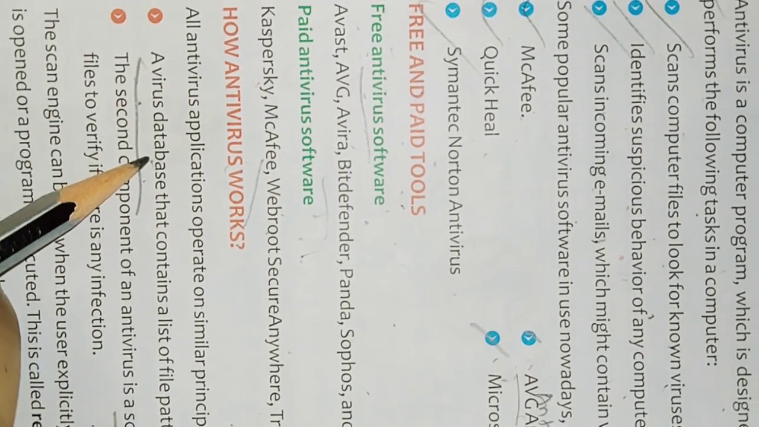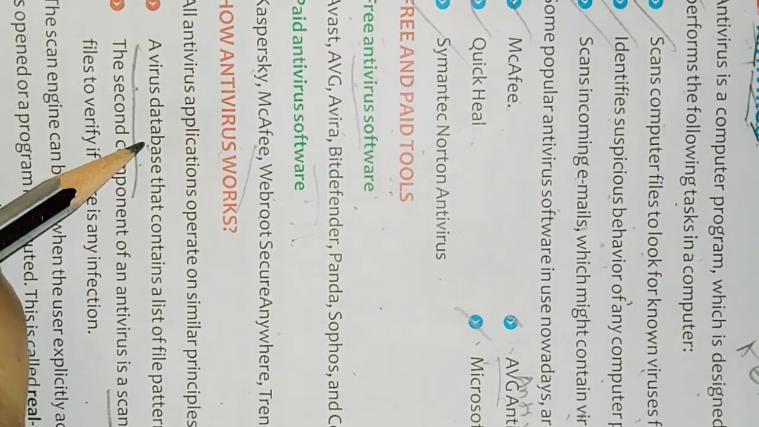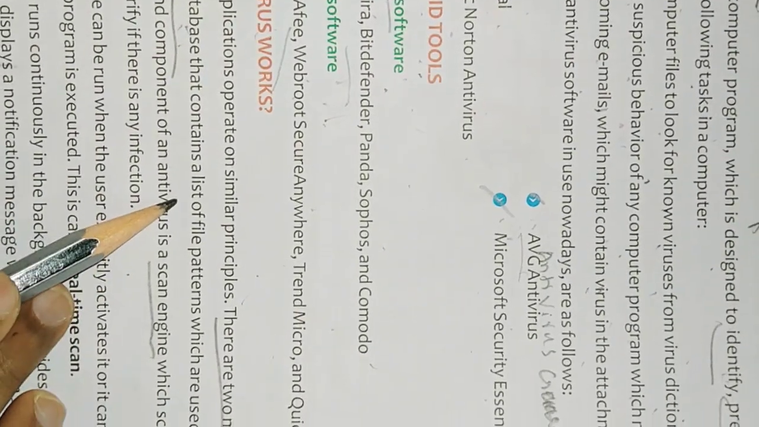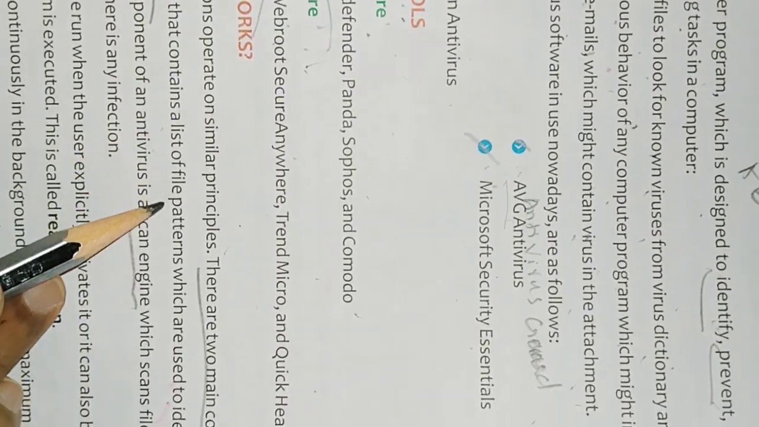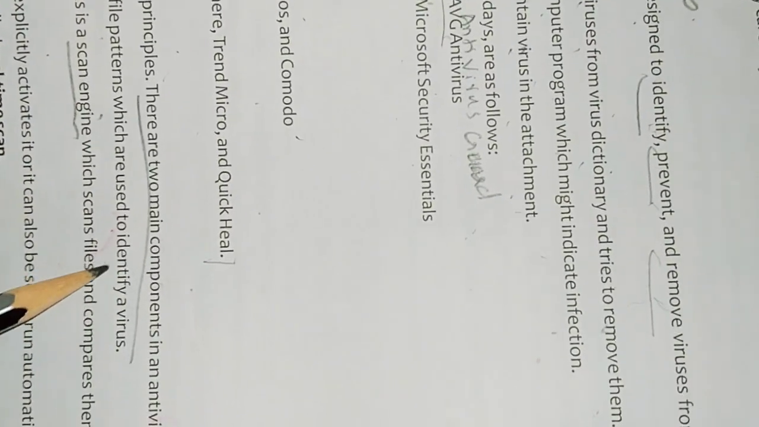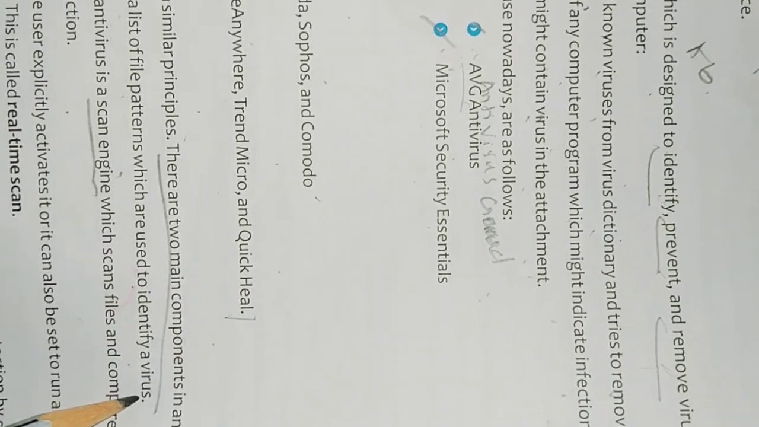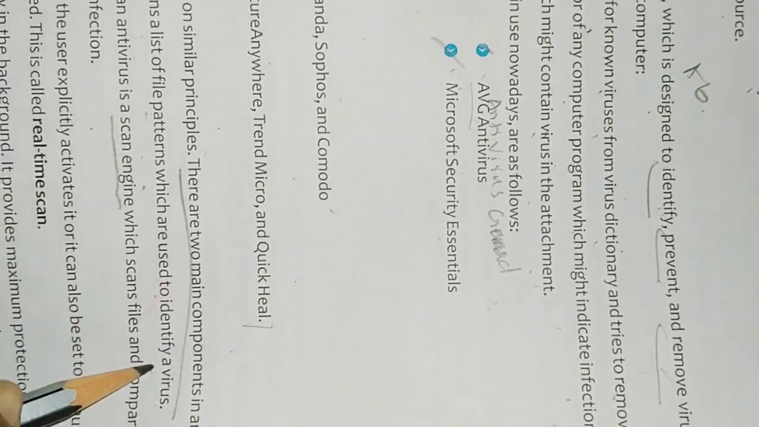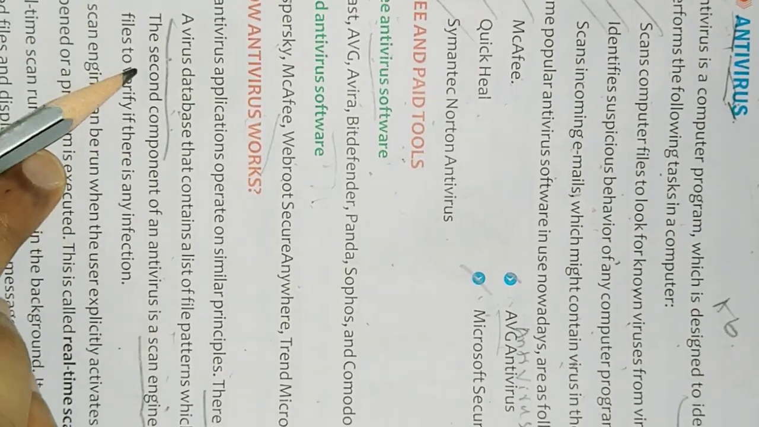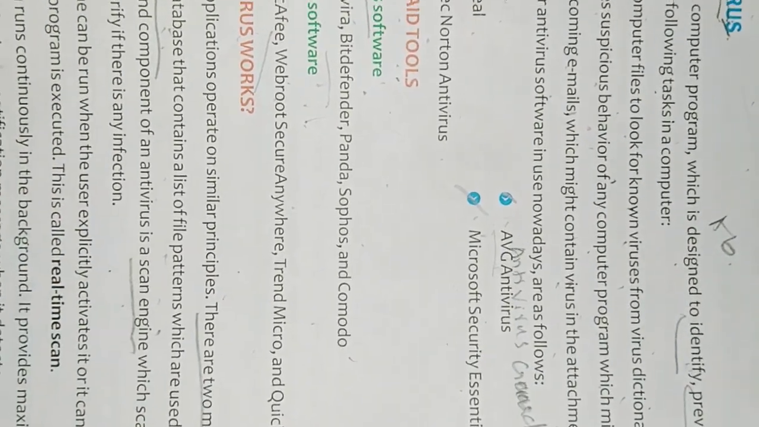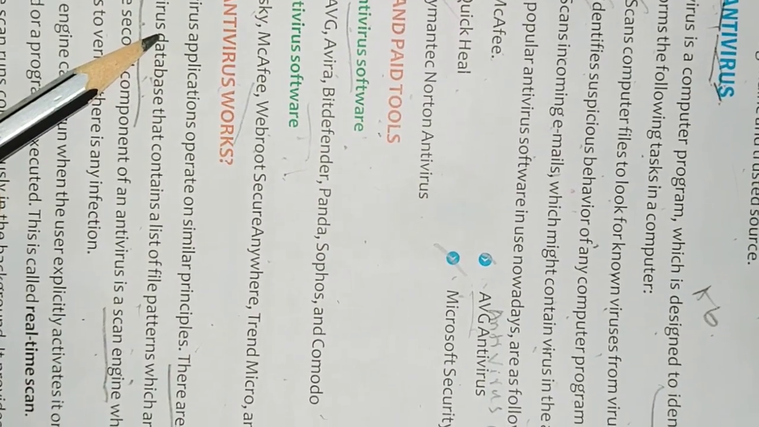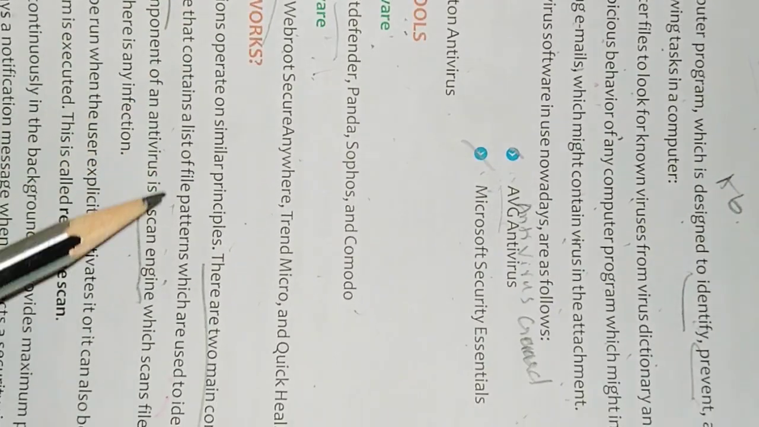So it will have a virus database, which contains all types of virus. It contains a list of file patterns which are used to identify a virus. There are many file patterns in that database used to identify a virus. The first component is the virus database. The second component is a scan engine.